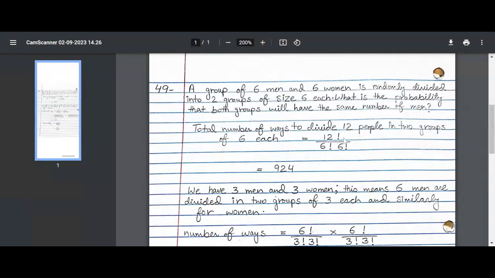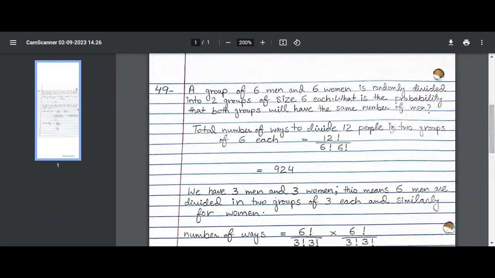Okay, Professor. I'm going to present question number 49 of chapter 2. A group of 6 men and 6 women is randomly divided into 2 groups of size 6 each. What is the probability that both groups will have the same number of men?